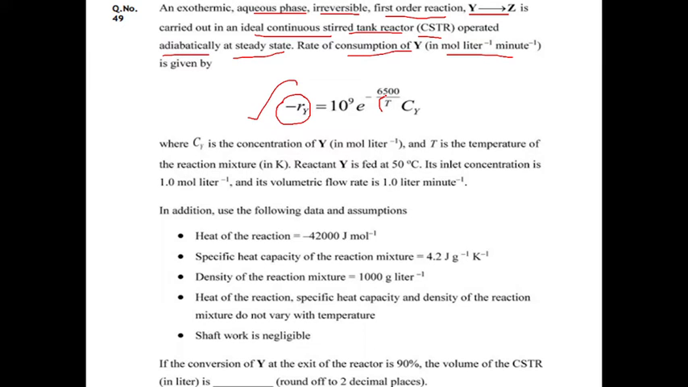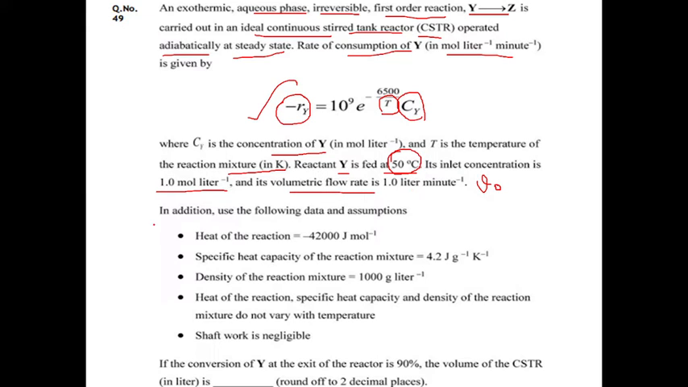So here T is the temperature of the reaction mixture in Kelvin. Cy is nothing but concentration of Y in mole per liter. Reactant Y is fed at 50 degrees Celsius. Temperature is equal to 50 degrees Celsius. This is converted into Kelvin, 323 Kelvin. Its inlet concentration is 1 mole per liter. Inlet concentration means that is Cy0. And its volumetric flow rate is 1 liter per minute. Volumetric flow rate is denoted as V0.